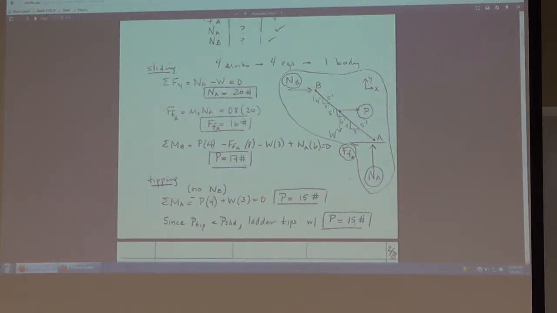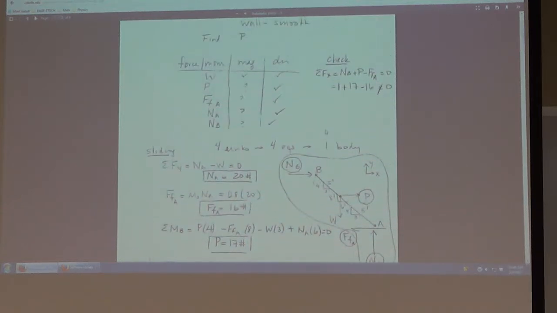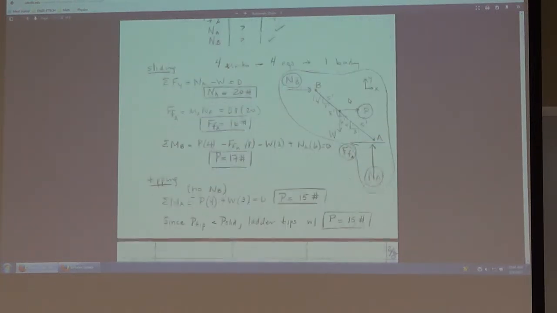So I got a P of 17 pounds, looking at sliding. Then for tipping, there's no normal, right, because the normal's right here anyway. And I got a P of 15. Well, so what does that say? Does it say what's going to happen? Determine the horizontal force that the man must exert on the ladder in order to cause it to move. So that's all it's saying. So what my answer would be, in order for it to slide, I have to apply 17 pounds.